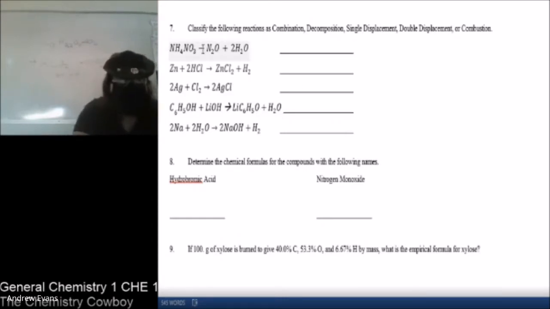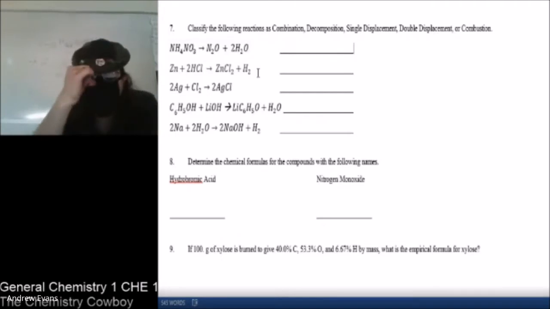So looking here, we have ammonium nitrate yields laughing gas, N2O, and water. One compound breaks down into 2 things. This would be decomposition. Here, zinc plus HCl goes to zinc chloride and H2. So we have zinc, a pure element, and HCl, a compound. The zinc and the H switch places. So the zinc goes into the compound, and the H gets kicked out as an elemental gas. So that's single displacement.